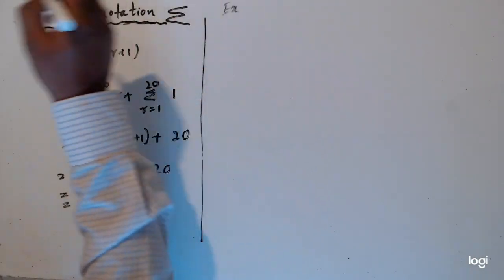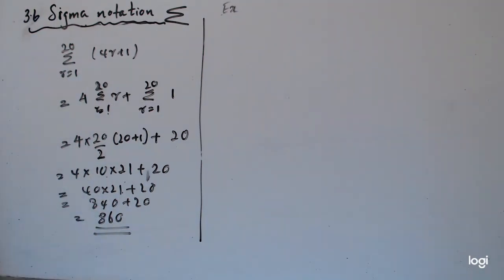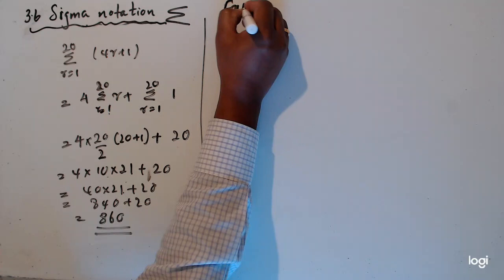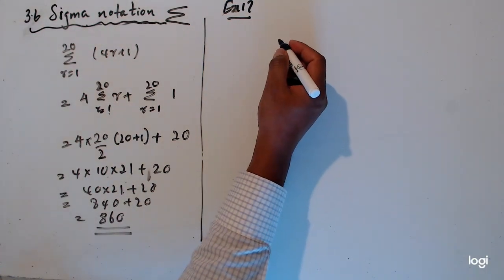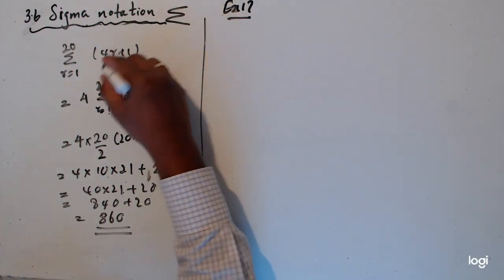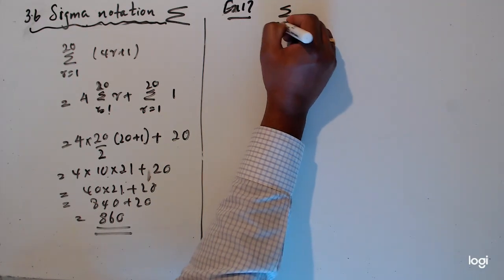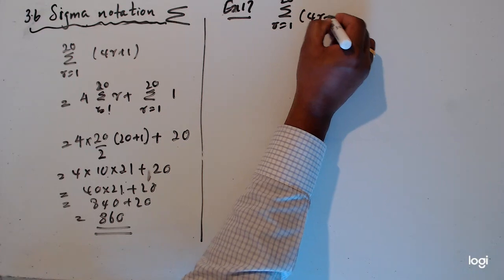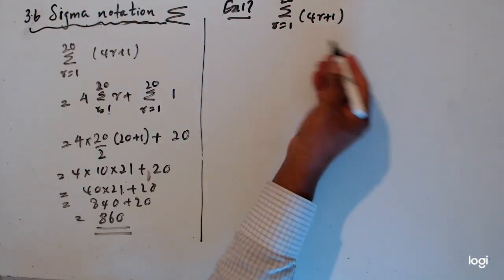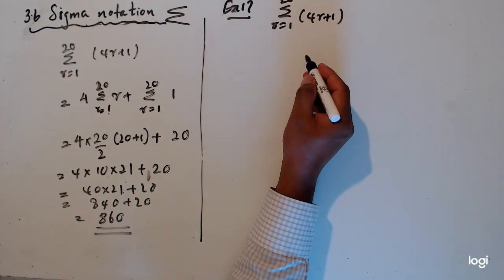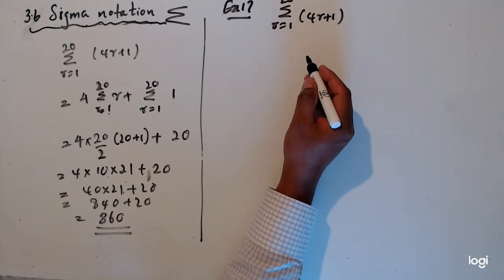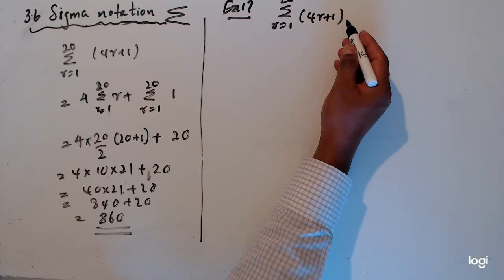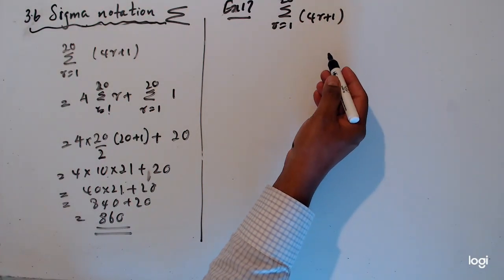Example 17, the same sum, summation r equal 1 to 20 of 4r plus 1. So we have to find the addition up to 20. Let's do it the way the book did. So we have to write the terms, a few terms basically.